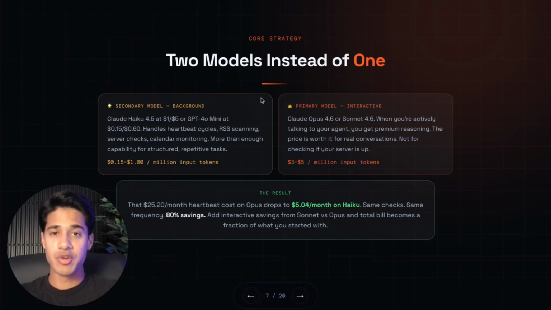Now, the math is pretty dramatic here. The $25 monthly heartbeat cost on Opus drops to about $5.04 on Haiku. With the same checks and the same frequency, you get 80% savings. If you add in the interactive savings from using Sonnet instead of Opus for routine conversations, you're looking at a total bill that's a fraction of what you started with. Let's go ahead and set this up.